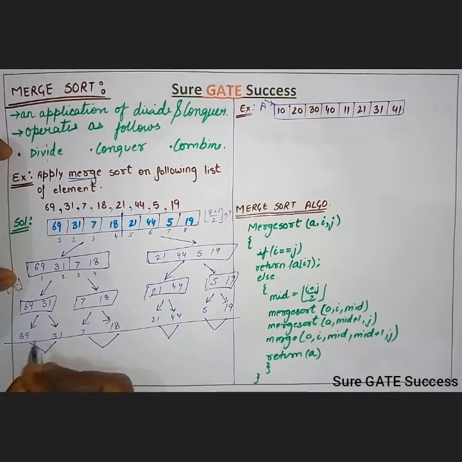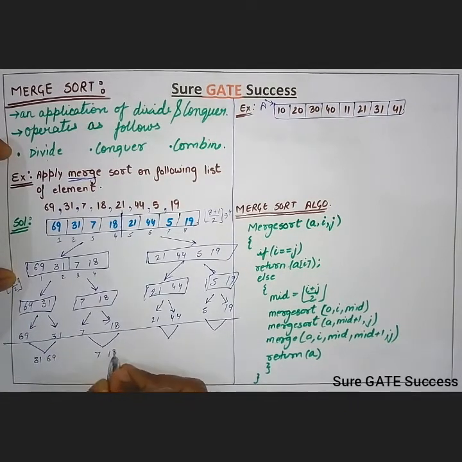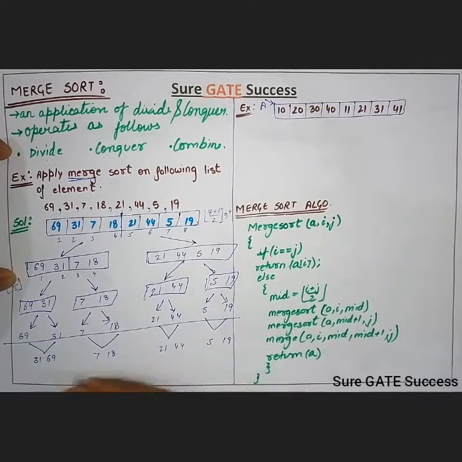Among these two, which one is smaller? 31 is smaller. Place it first, then 69. 7 is smaller than 18. 21 is smaller than 44. 5 is smaller than 19.